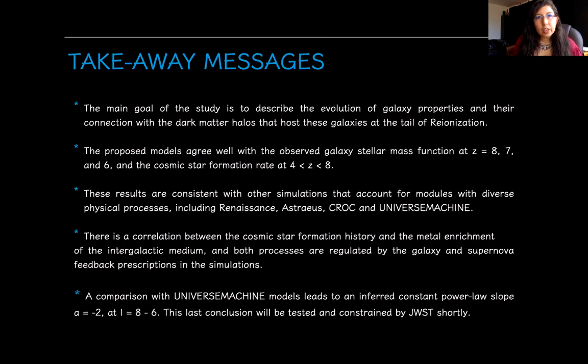So the takeaway messages from this talk are that we're studying the evolution of galaxy properties at the end of reionization. Our models agree with observed galaxies' stellar mass functions at redshifts 8, 7, and 6, and also with the cosmic star formation rate from redshift 8 to 4. The results are consistent with other theoretical models such as Renaissance, Astraeus, and UniverseMachine. And using these constraints from the UniverseMachine, we infer a constant power law slope of -2 at redshifts 8 and 6. And this last conclusion will be tested in the future with the Hubble and the James Webb Space Telescope.